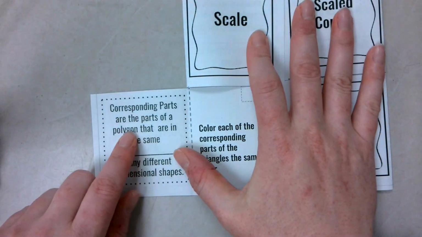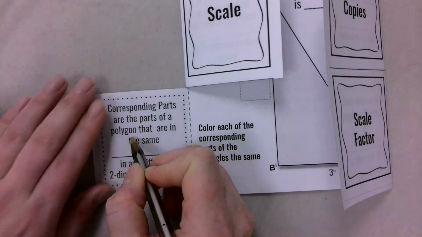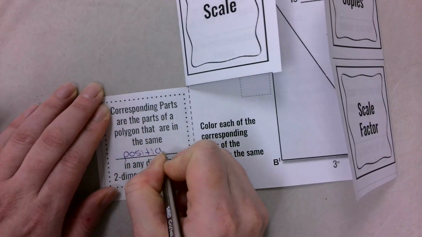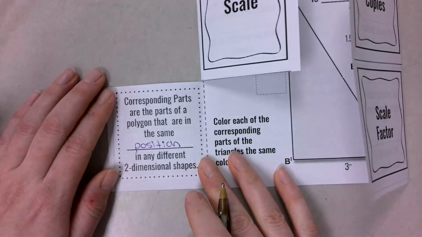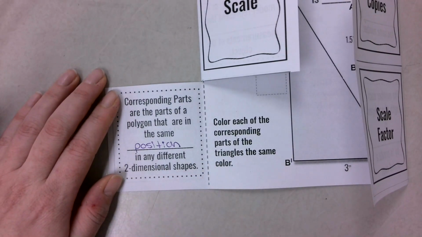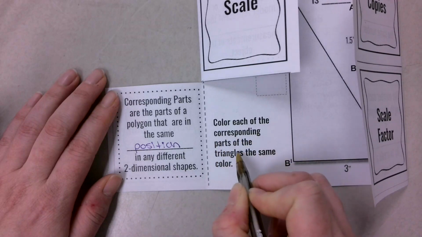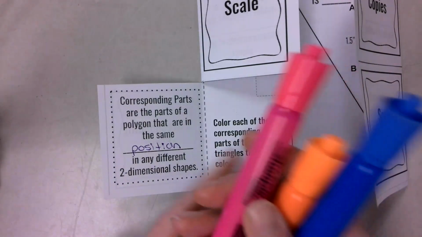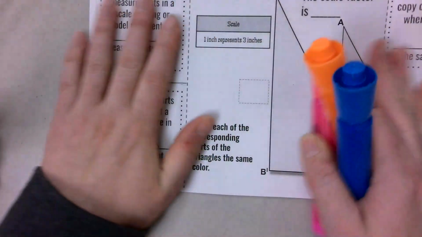So it says corresponding parts are the parts of a polygon. A polygon is just a shape. Corresponding parts are in the same position. And again, if you're in a desk, the corresponding person to you would be in the desk above you in the other classroom, in any different two-dimensional shapes. What we're going to do is color each of the corresponding parts of the triangles the same color. So please prepare 3 colors. I have pink, orange, and blue highlighters.